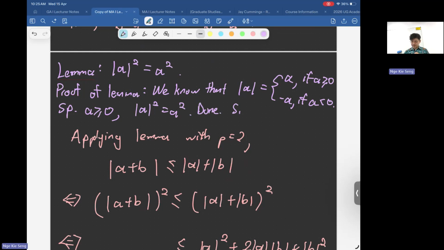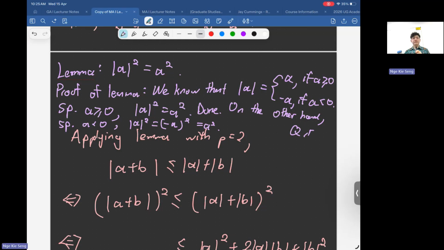And then the other case, on the other hand, suppose a is less than 0, then absolute a squared becomes what? Negative a squared. Again is a squared. Done.